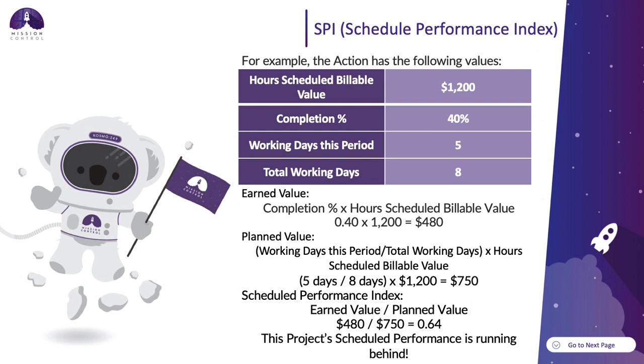So my earned value, 480, divided by my planned value, 750, equals 0.64, which means that this project's schedule is running behind. So what that means is I expected to earn $750 by now for this project, but unfortunately I've only earned $480. So I am running behind schedule.